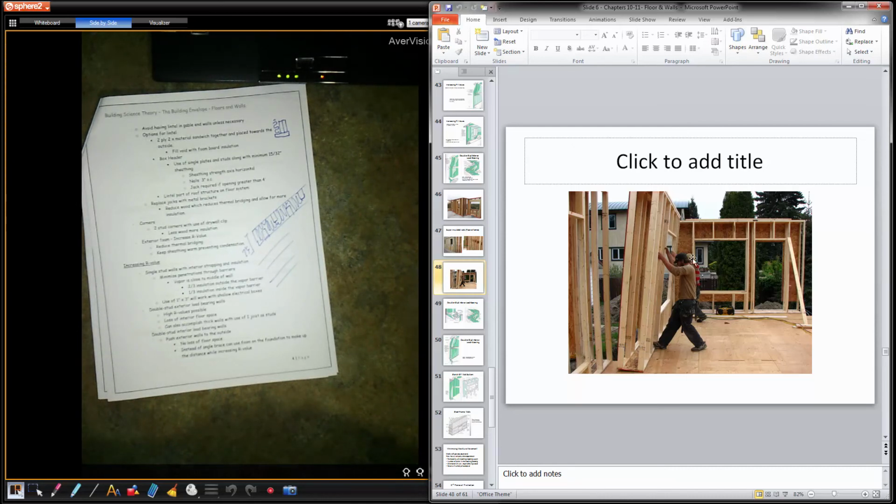You have sheathing on the exterior. You can't really see how they're going to finish the wall, but they might finish the inside wall with OSB sheathing again.